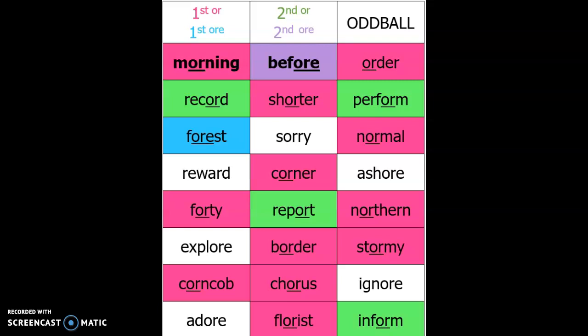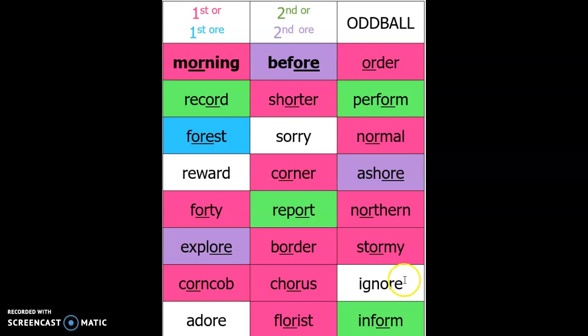So the first word I'm going to find is ashore. After we get off the boat, we can come ashore. Ashore. Second syllable ORE. The next word I can find is explore. Explore. We can go explore the woods. Explore. ORE, second syllable.